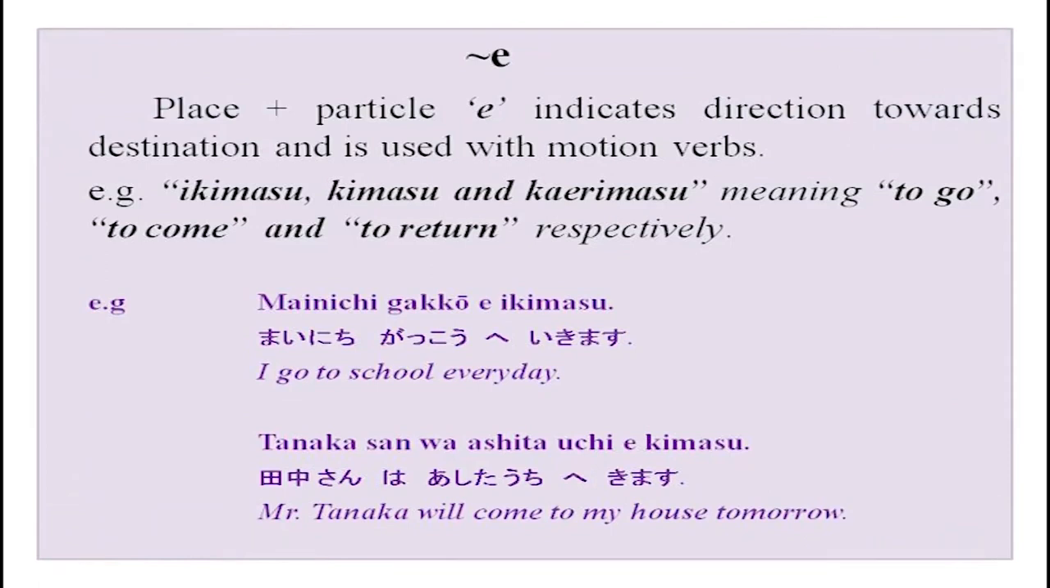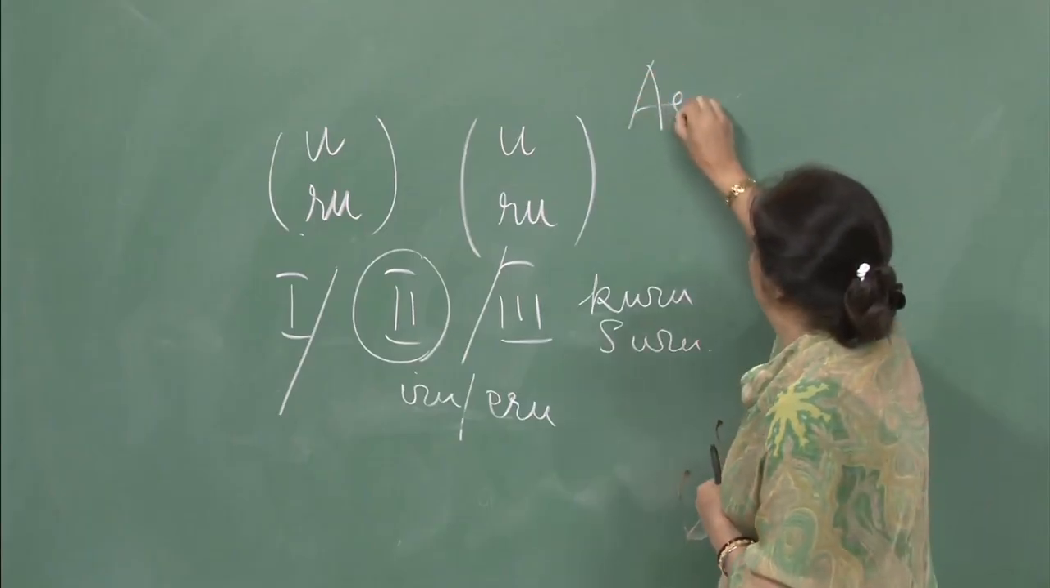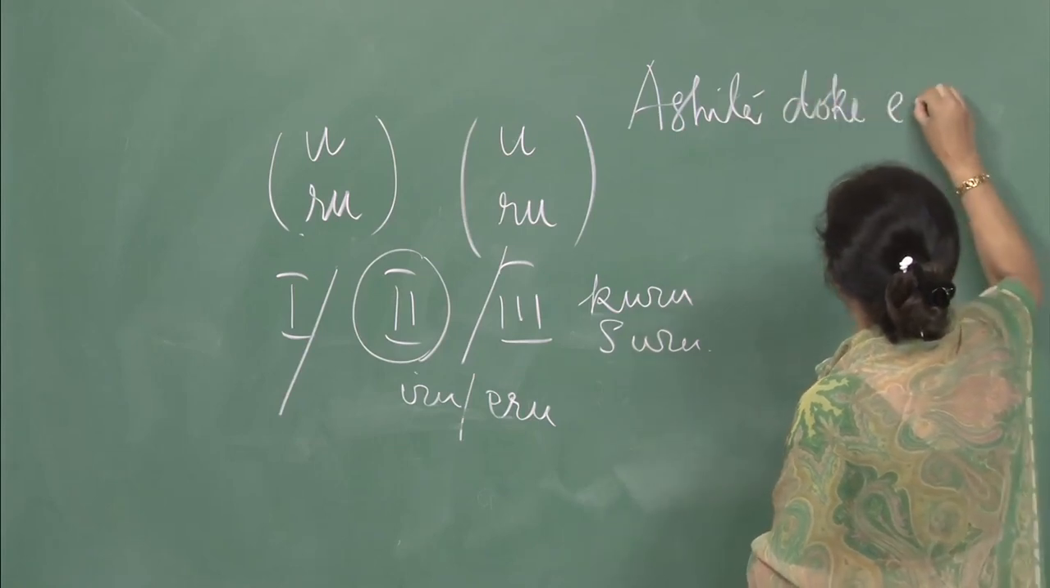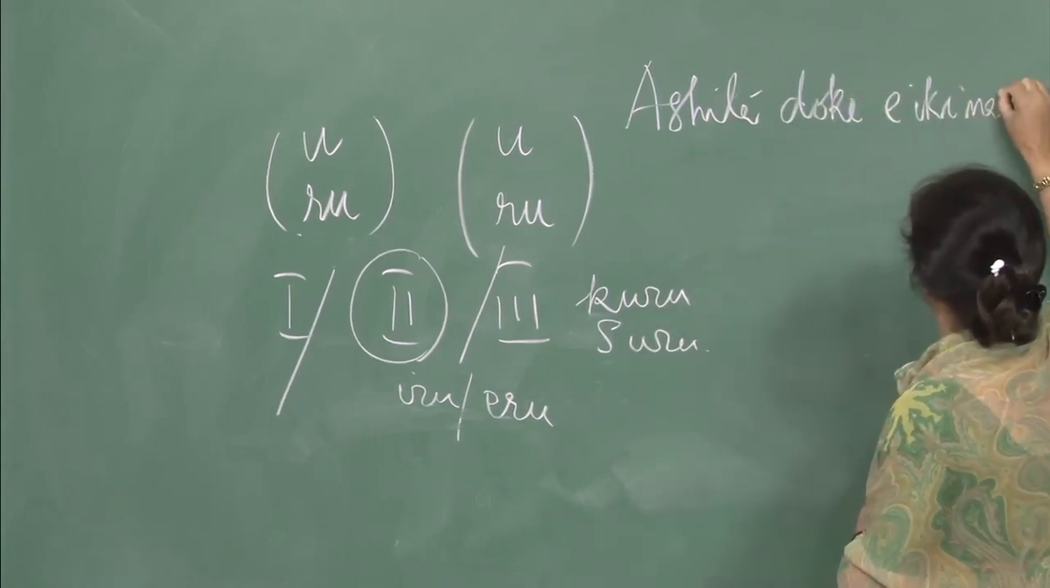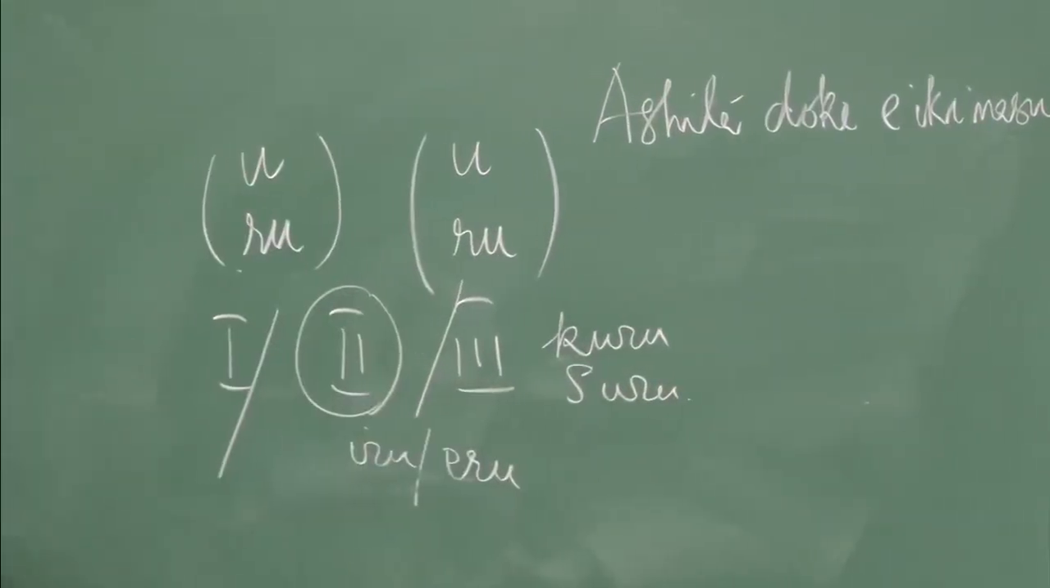Now, particle e, as I just told you, indicates direction. Place plus particle e indicates direction towards destination. Thus, it is used with motion verbs, ikimasu, kimasu and kaerimasu, and means to go, come and return respectively. Well, we will practice now. Ashita doko e ikimasu ka? Ashita doko e ikimasu ka?